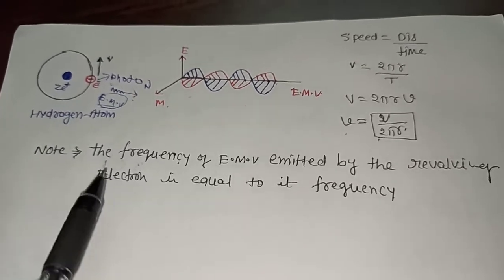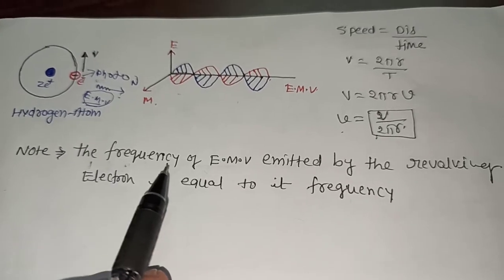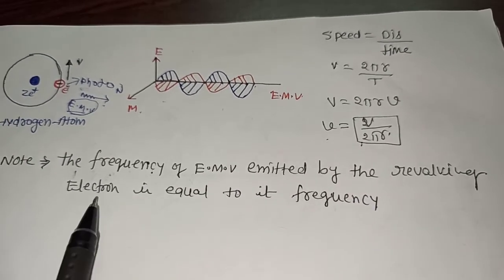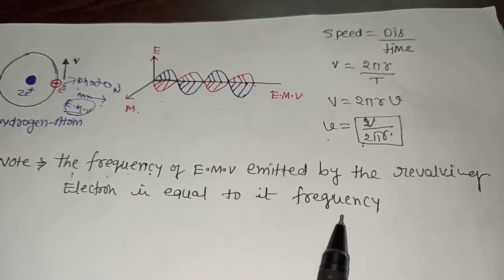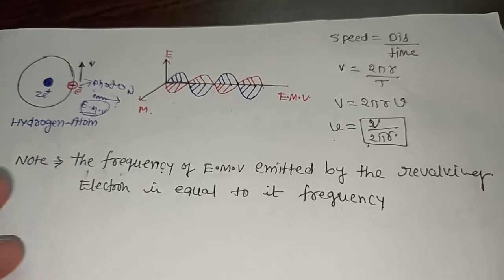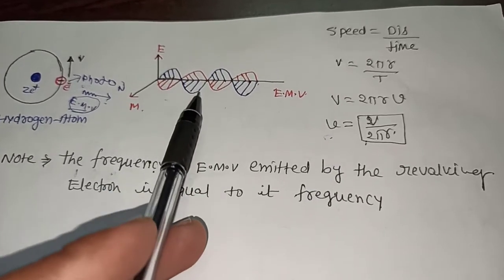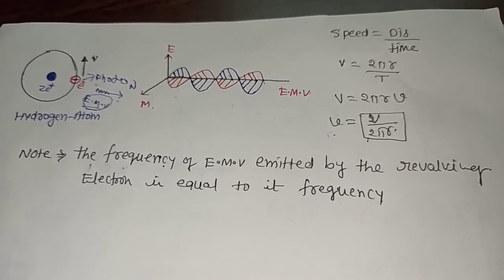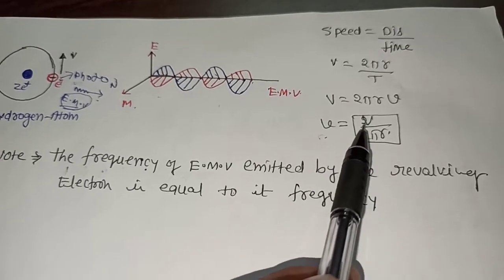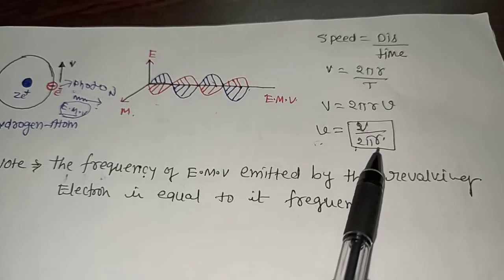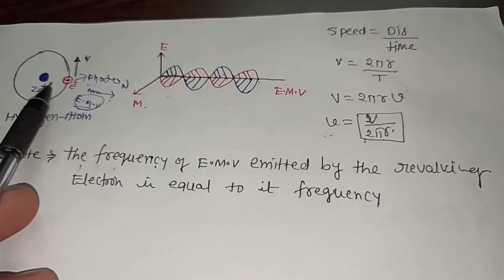So it is a very important note I am writing over here. The frequency of the electromagnetic wave emitted by the revolving electron is equal to the frequency of the electron revolving in this orbit. So the same frequency we find will be equal to the frequency of the electromagnetic wave. Now we need the velocity of the electron revolving in the first orbit, and we have the value of the radius in the first orbit.